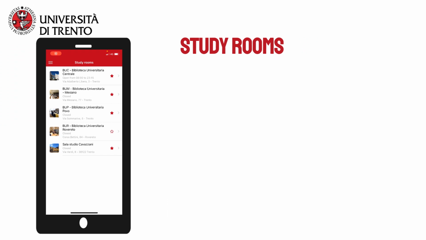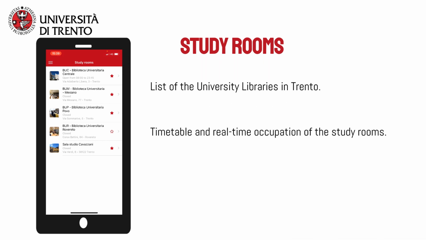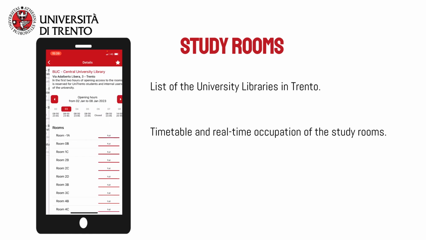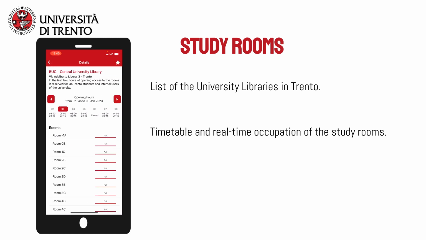Study rooms. In this section, you can view the list and timetables of the university libraries in Trento, Mesiano, Povo, Rovereto, and the Cavazzani study room, CLA or ex-CIAL. You can access the page that shows the weekly timetable of the library and the real-time occupation of the study rooms by selecting one of the libraries. In some circumstances or year periods, it may be necessary to reserve your seat. Therefore, it's always advisable to check the library website for more updated information.